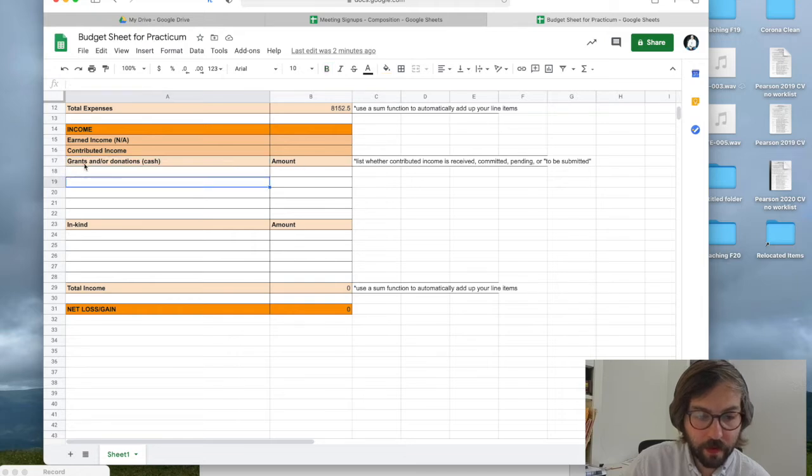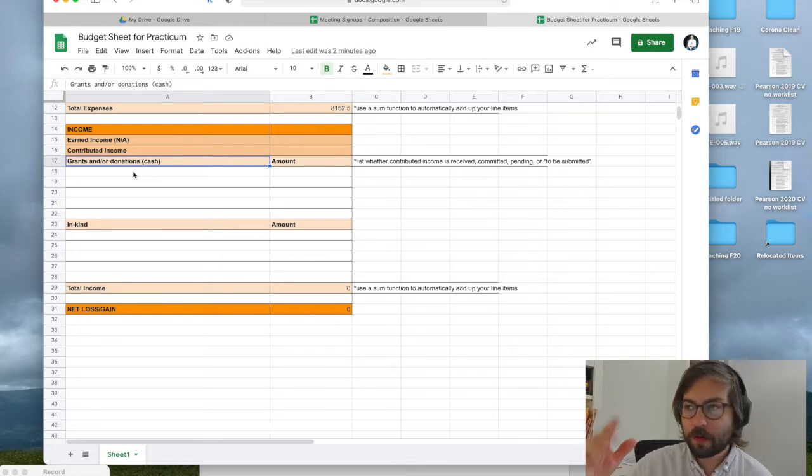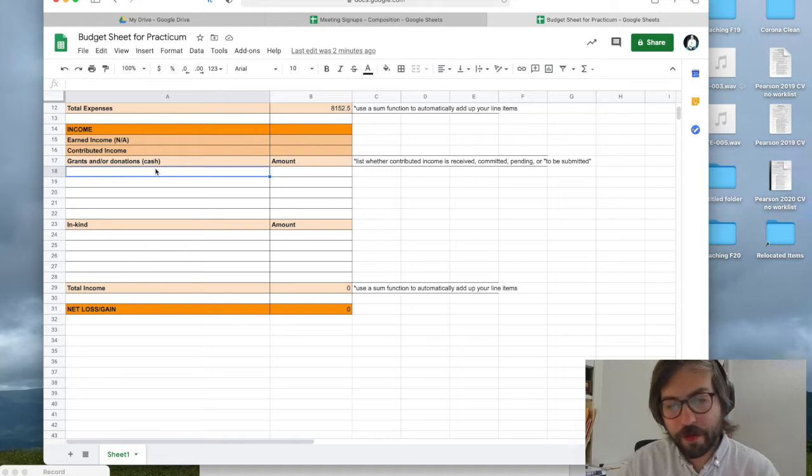This is broken into grants and donations, and then in-kind donations. So contributed income. So grants and donations would include, if you applied for money, at least one group is looking into that. If you apply for a grant from DePauw or wherever, that would be included here. Any other donations?